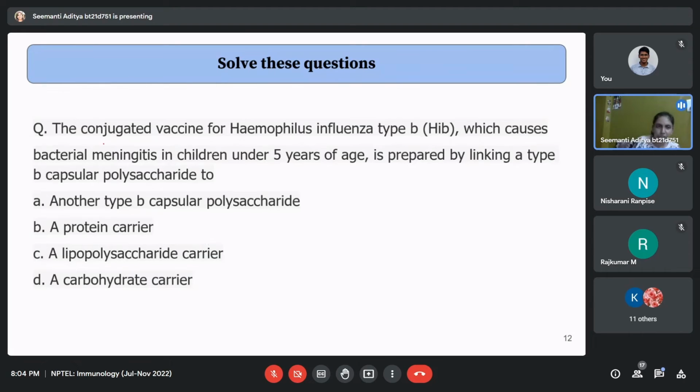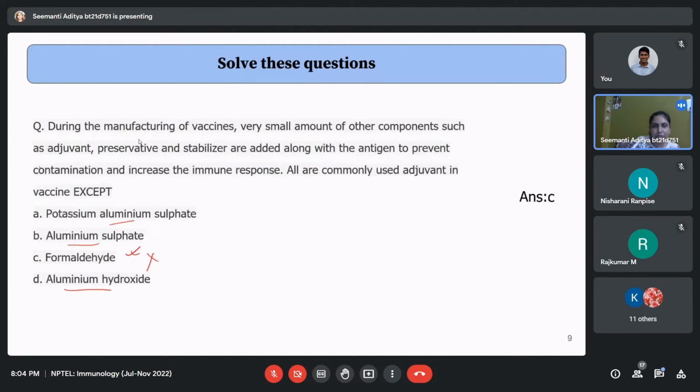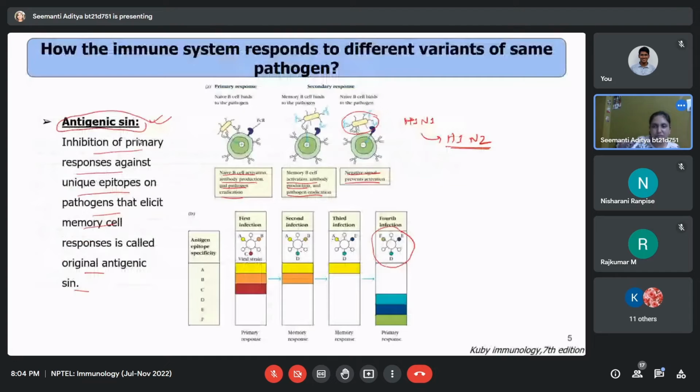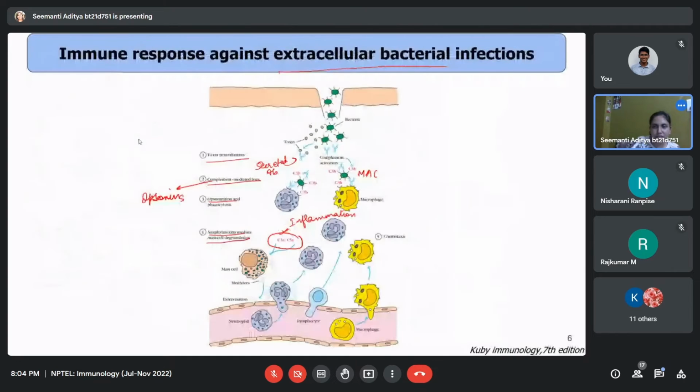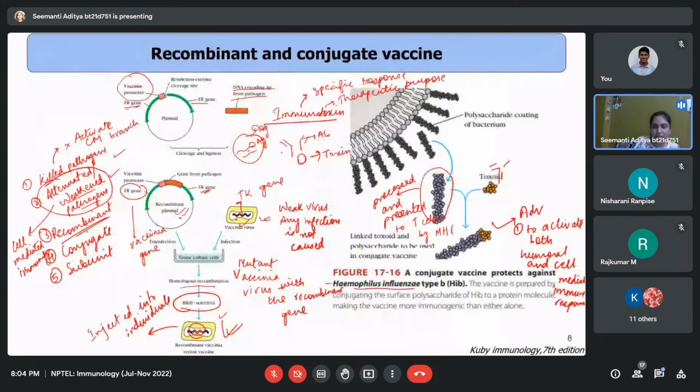So what's a conjugated vaccine? We use two things in a conjugated vaccine. Let's go through it again. A conjugated vaccine has two things, basically a polysaccharide and a linked toxoid.